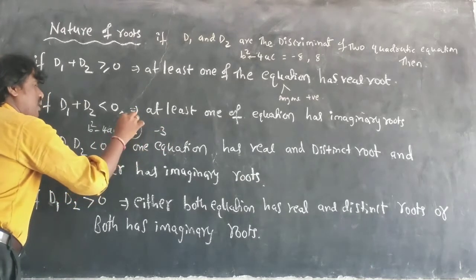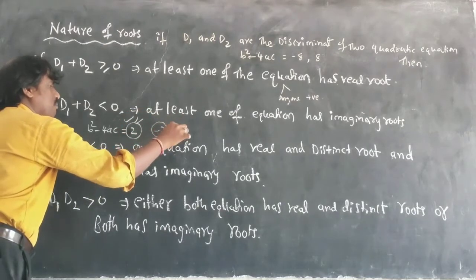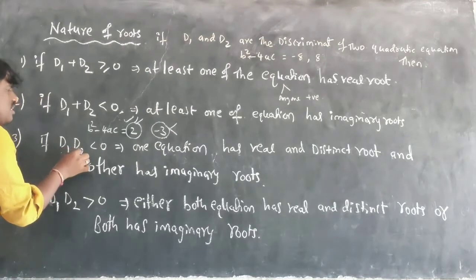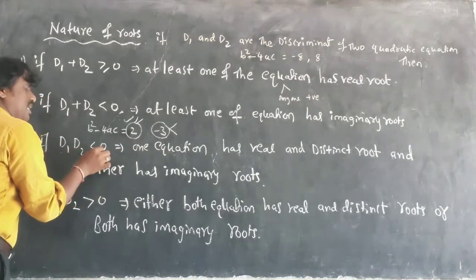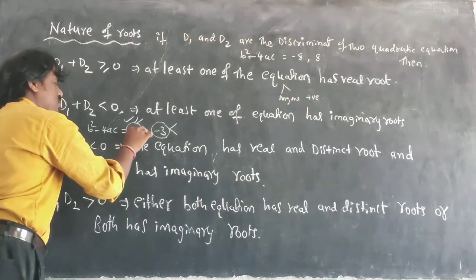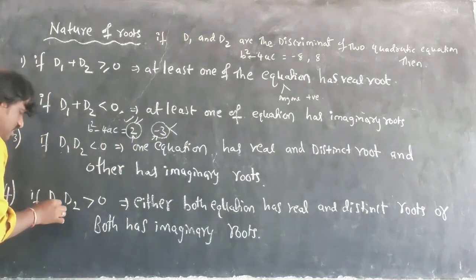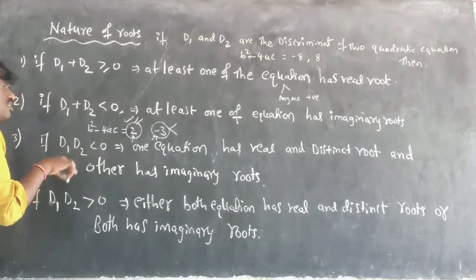For the positive one, we have 2 real roots. For the negative one, we have 2 imaginary roots. So D1 into D2, plus into minus, will be minus. At that time one equation has real roots and another equation has imaginary roots. And D1 into D2 greater than 0 means both are positive.